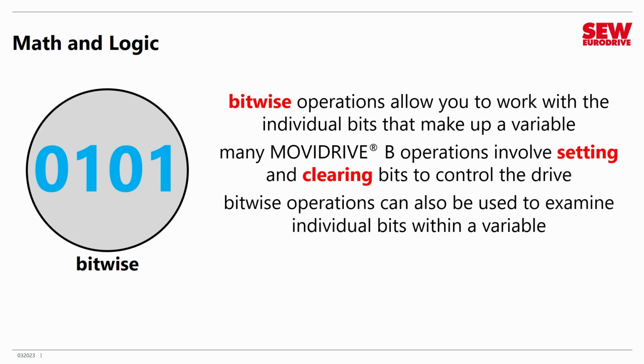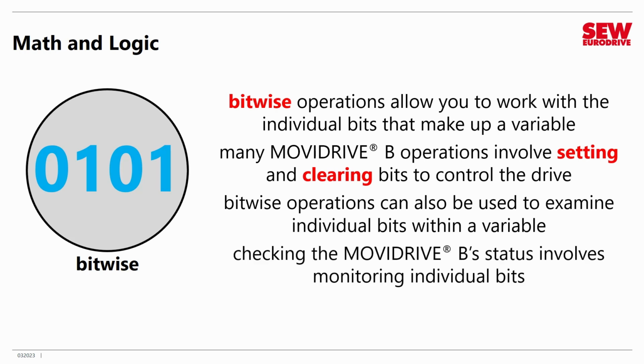We also use bitwise operations to examine individual bits within a variable. Maybe we want to see if a particular I/O bit is on or off, or we want to go into one of those system variables like the status system variable and find out if the magnetic field is turning. We can do that by looking at the right bit and then querying that bit and finding out if it's 1 or 0.